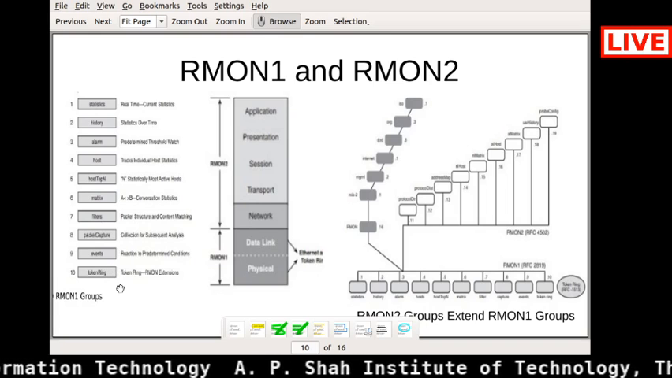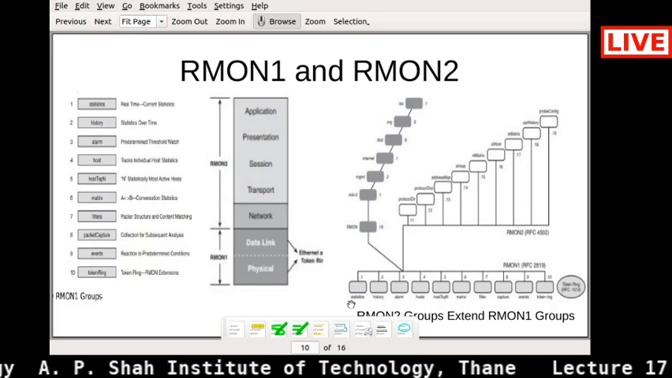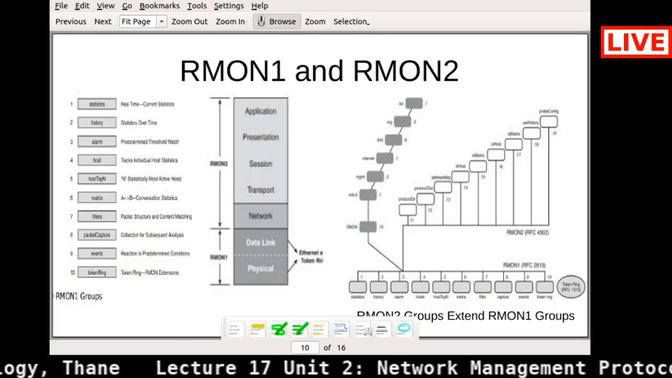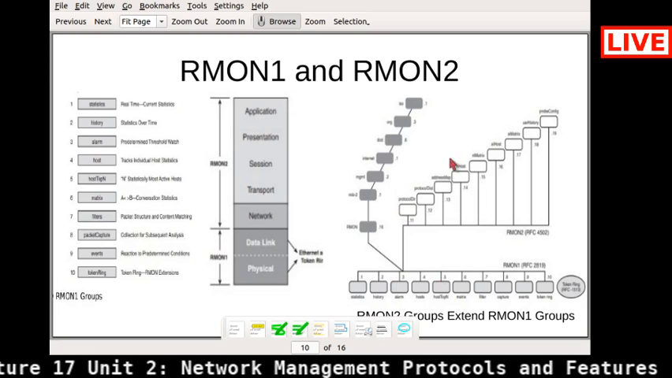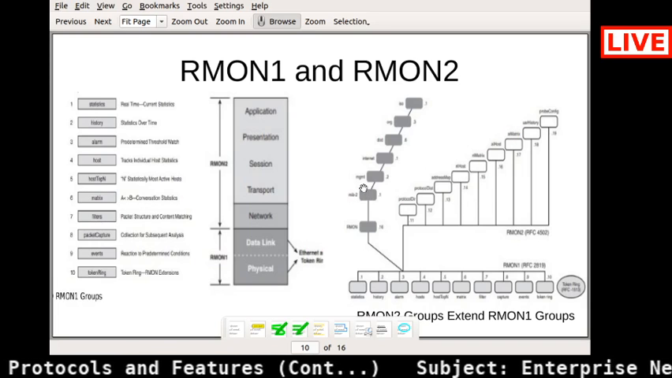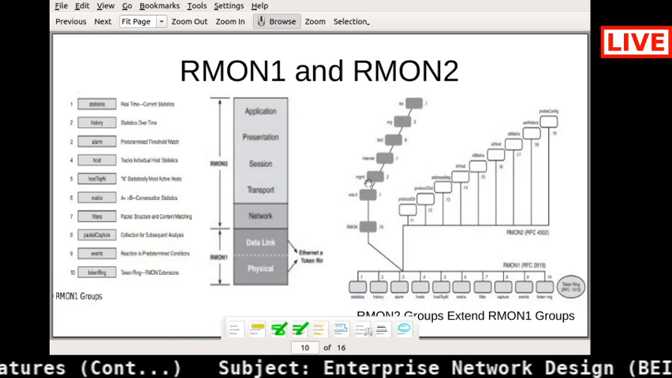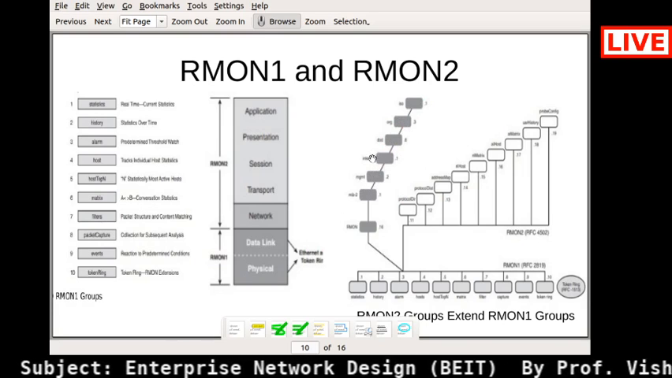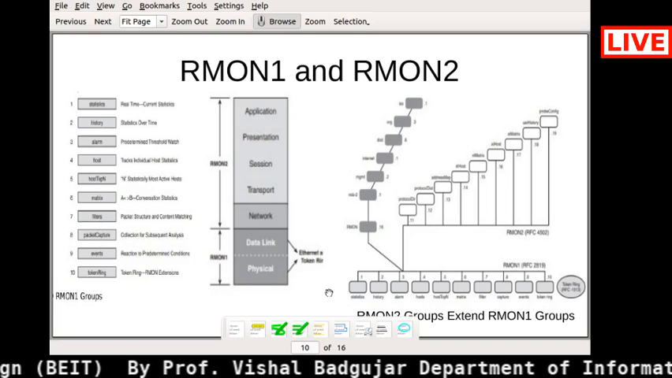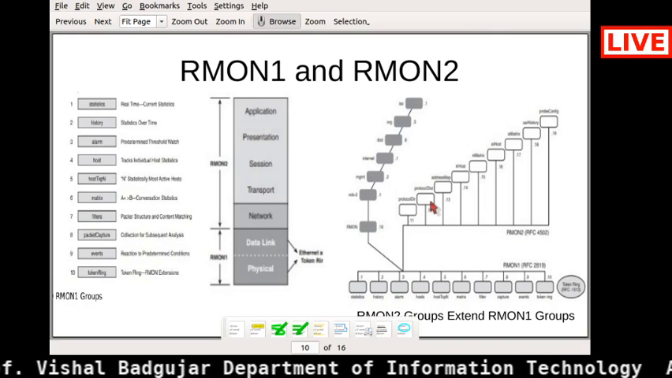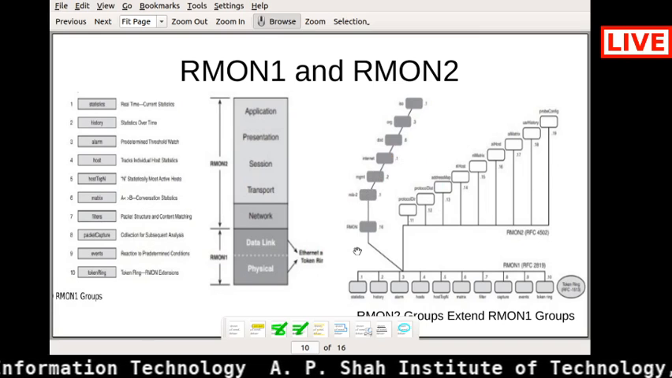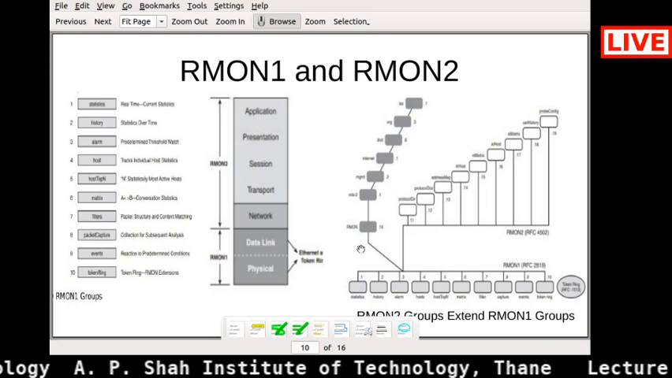If you see in this Harmon 1, you will see Harmon 1 groups 1 to 10 all over here, right? And Harmon 2 groups, from 11 to 19, are all there, right? And this is nothing but your MIB, what we have seen in our last session, right? That ISO, ORG, DOD, Internet, Management, MIB2. So this one is your Harmon 1, this is your Harmon 2, and this is your MIB, the management information base, right? There are different groups for Harmon 2.